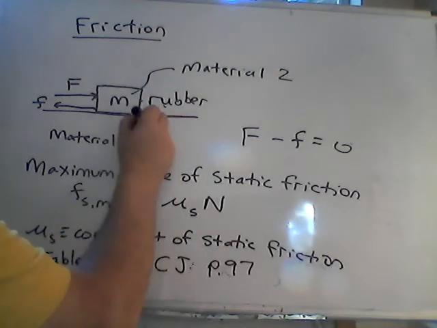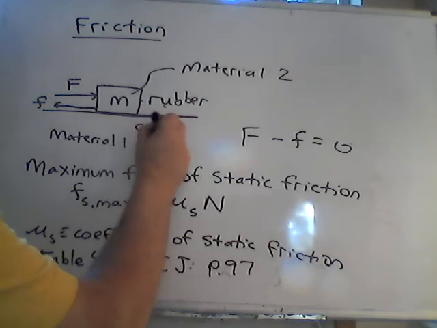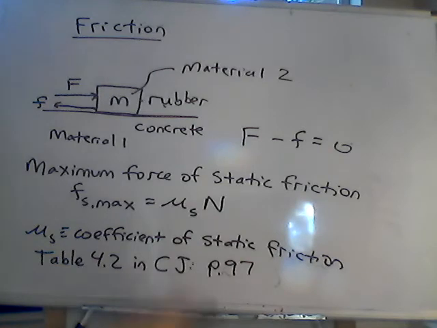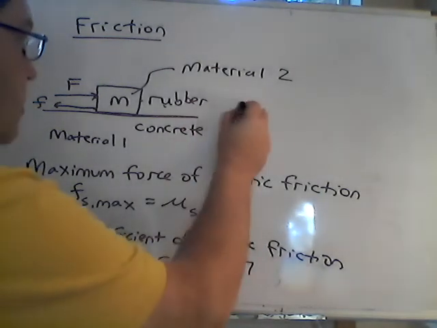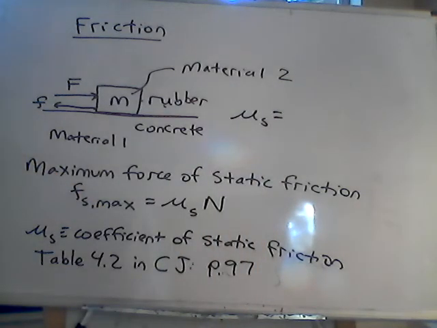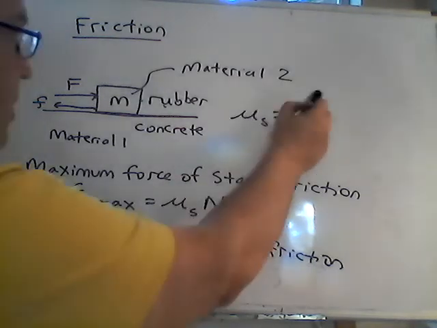And let's just say this is dry concrete as my materials. I would look up in the book, and I'd find out that my mu sub s, again, that's my first column, I'll see two. I'll call it the coefficient of static friction. I'm going to talk about that right now, and I'll talk about the coefficient of kinetic friction in a minute. If I look it up, I get 0.7.